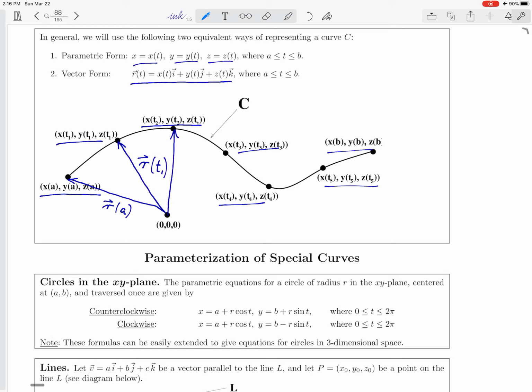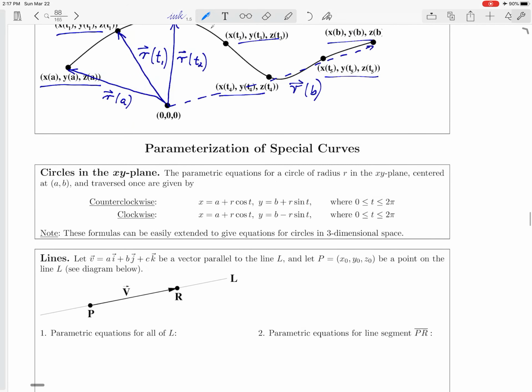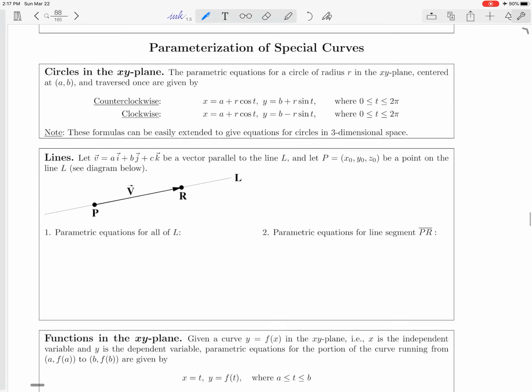And for each of these points, we can draw in the vector describing also the position of our particle. And so the last one would be the vector pointing over here. I'm going to draw that in as a dotted line. Over here, that would be r of b. This is in general for any curve. And then we saw a few specific cases.